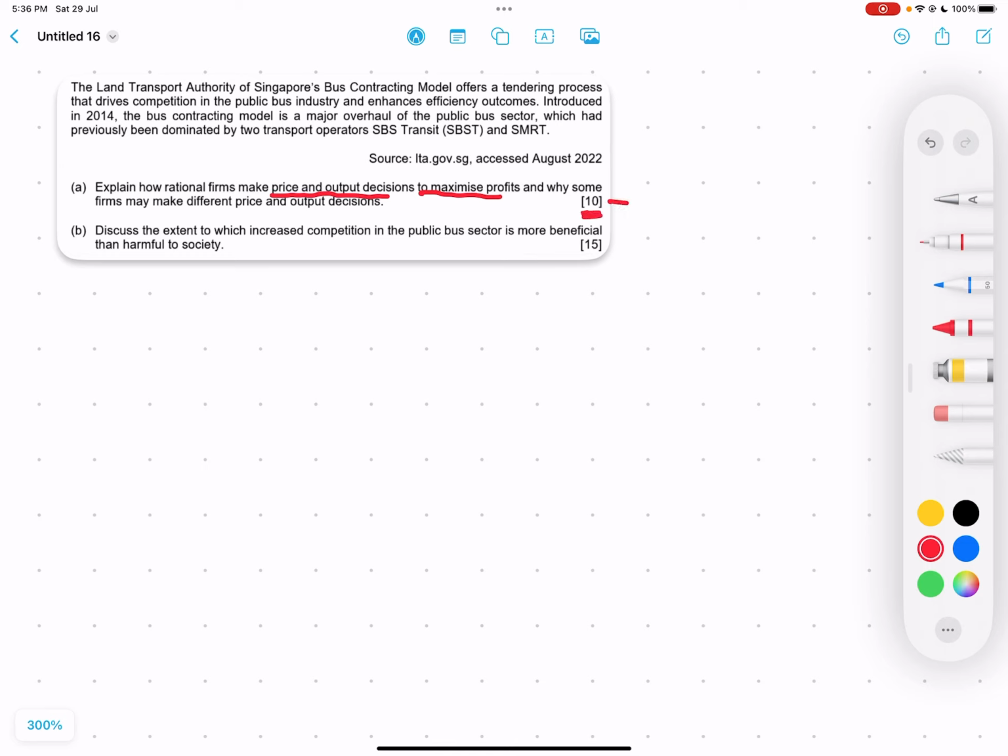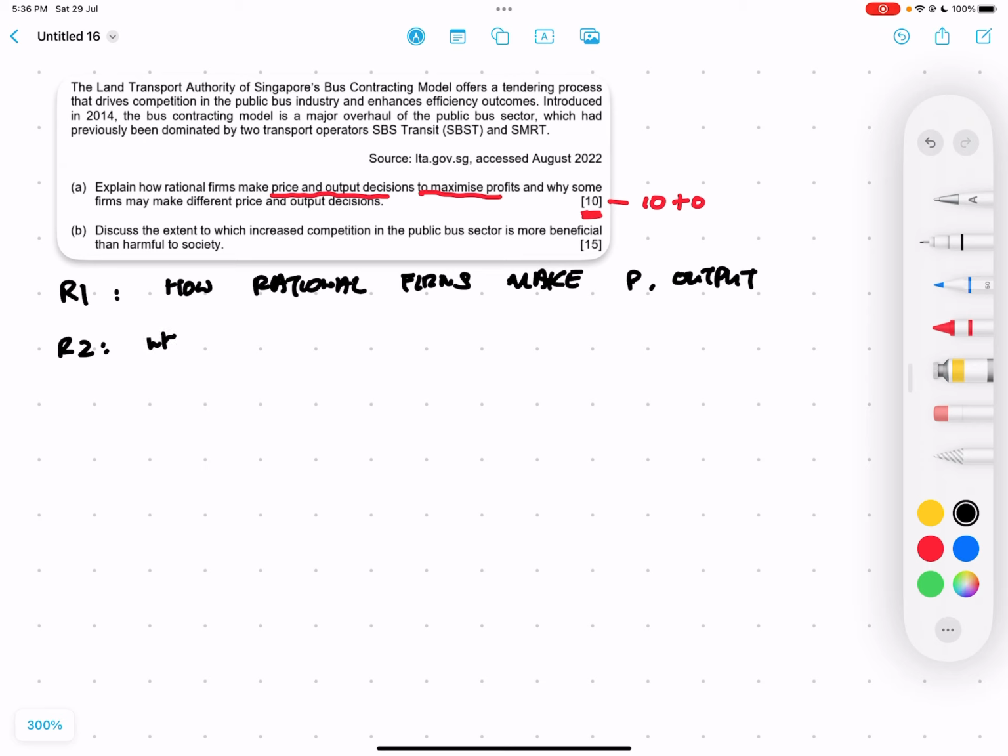So this is 10. 10 is 10 plus 0. So there are two requirements for the question. The first requirement is how rational firms make price and output decisions. That's one. And then requirement 2 will be why some firms make different decisions.